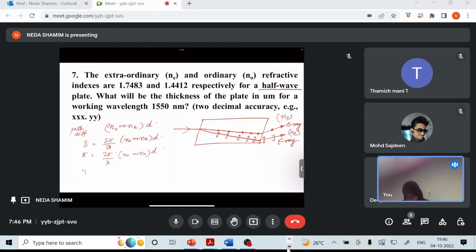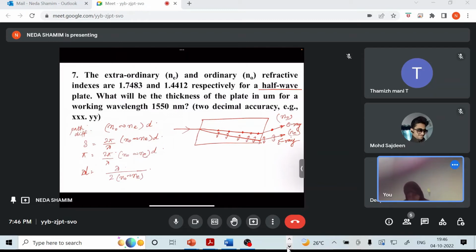So now, lambda is equal to, just a second, I'm making some mistake. So d is equal to lambda by 2 times (No minus Ne). Yeah, here it will be Ne. So this will be the thickness.